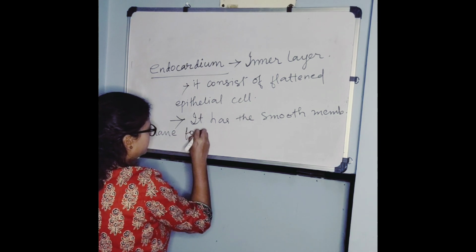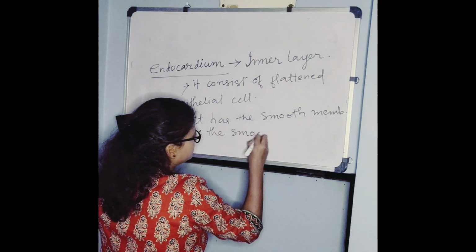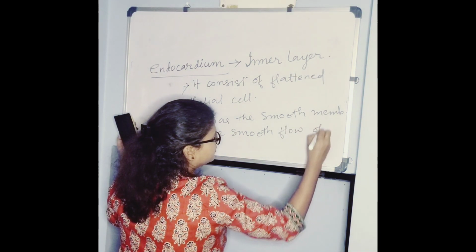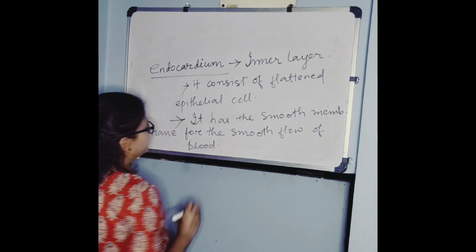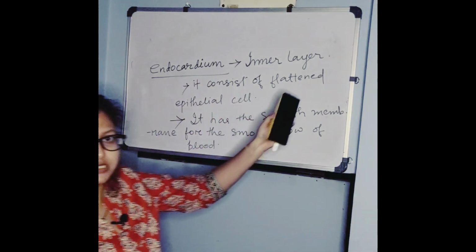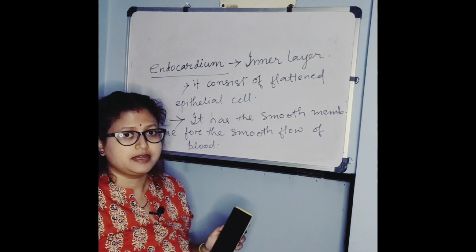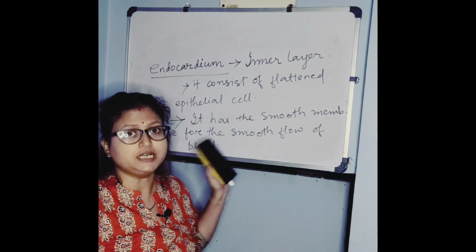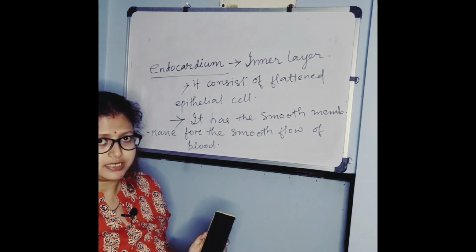For the smooth flow of blood. Okay, endocardium, it is the inner layer. It consists of the flattened epithelial cell and it has the smooth membrane for the smooth flow of the blood. Okay, so this is all about the endocardium.